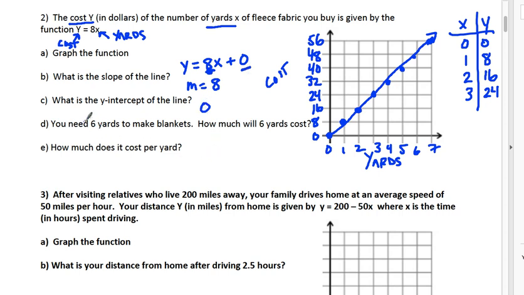And then part D says we need 6 yards to make blankets. How much is that going to cost? So in our equation, remember x was the number of yards. So if we're buying 6 yards, put a 6 in for x. And 8 times 6 is 48.